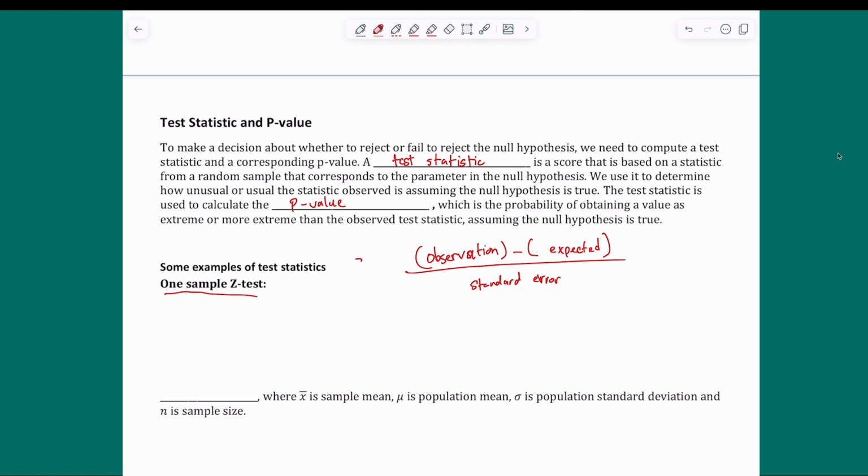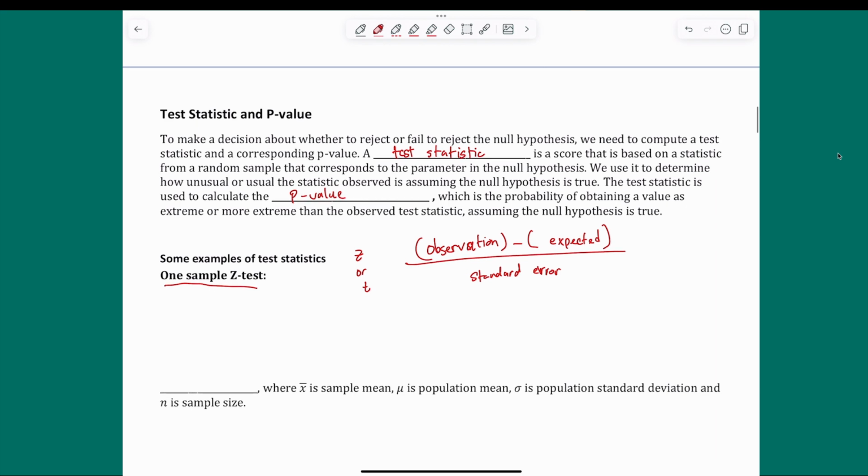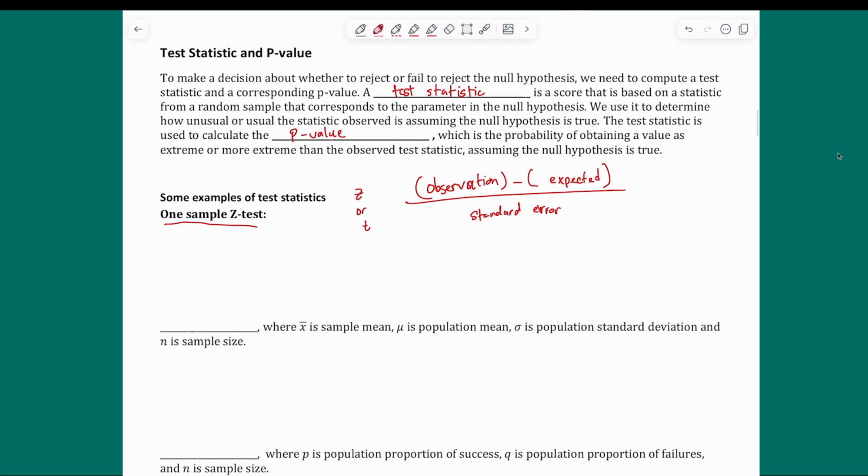For us, it will be a Z or a T. Of course, there are others. But for now, it's going to be a Z score, as you've learned, and a T score, which is a T for the student T distribution, and Z for the standard normal distribution. Okay, so for a one-sample z-test, we would use a z-score. This one is for a mean, so you would have the sample mean, x bar, and you would subtract off the population mean, mu, and divide by the standard error, which is the population standard deviation divided by the square root of n.